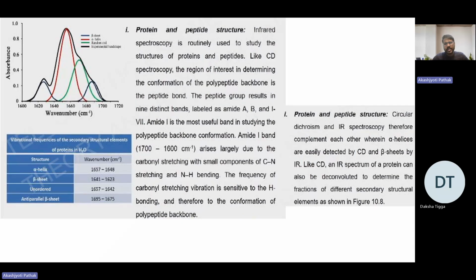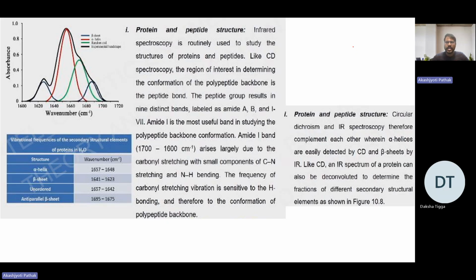There are two types of CD: the far UV CD and the near UV CD. We utilize the far UV CD, which means the wavelength lies from 190 nanometer to 240 nanometer. That is where we are exciting the molecule in the far UV region. But in IR spectroscopy, we are exciting the molecule by applying infrared radiation. So you can also utilize IR spectroscopy for determining the secondary structure of a protein.